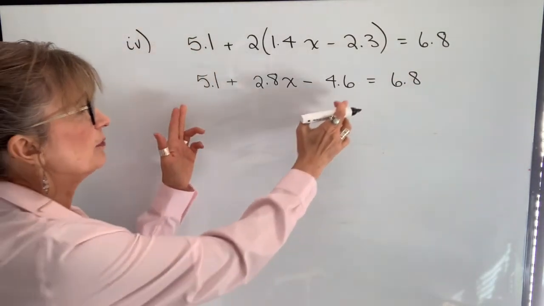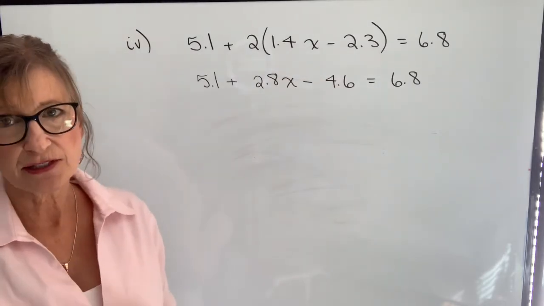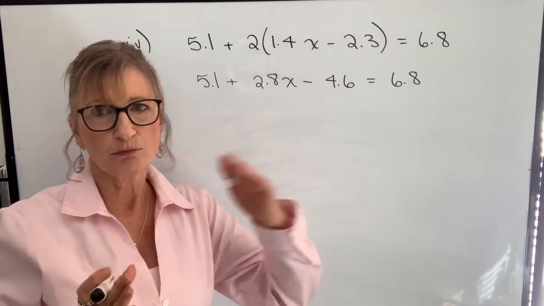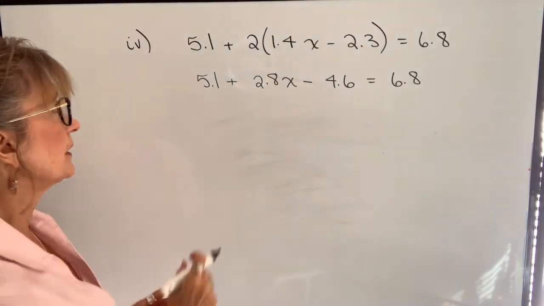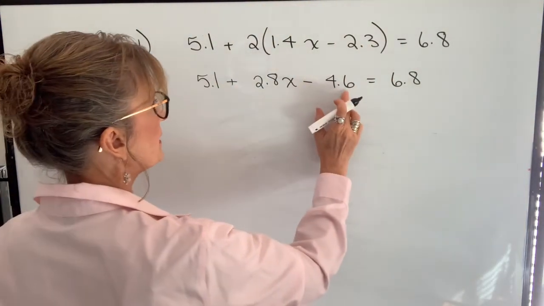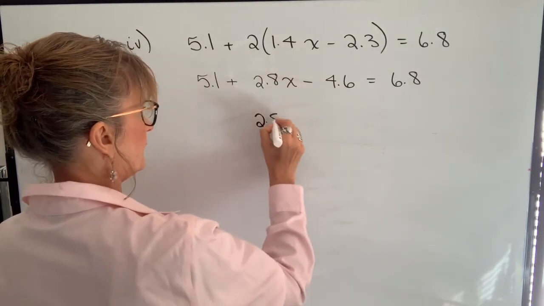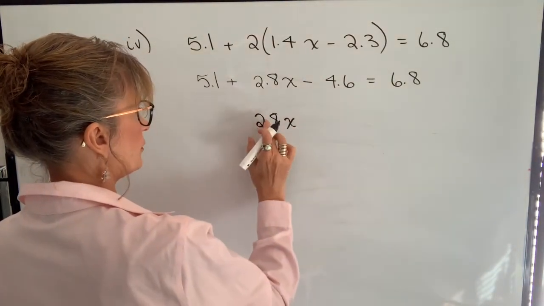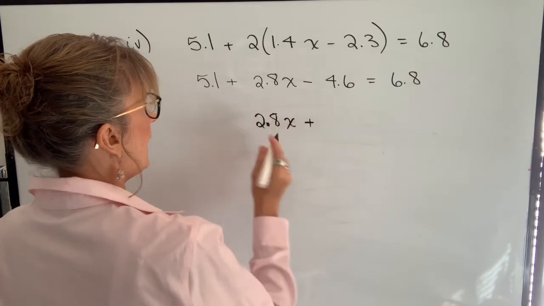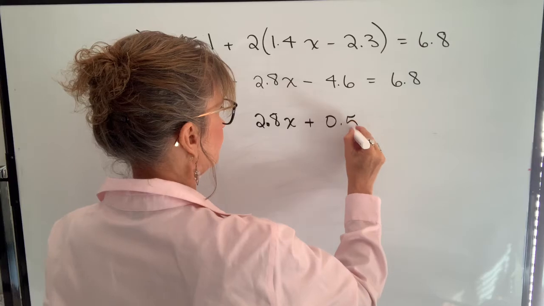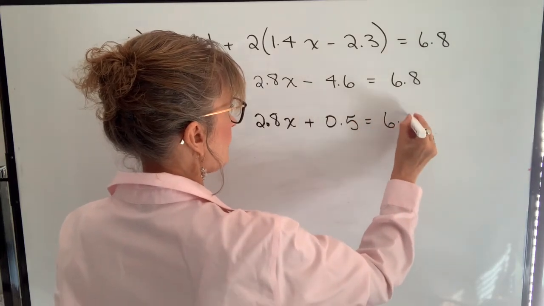Now I'm going to simplify this side of the equation because I have some like terms. So I always simplify before I start moving things back and forth. So I have 5.1 minus 4.6. I'm going to write my 2.8x, I'll write that term first. And then 5.1 minus 4.6 will be 0.5.